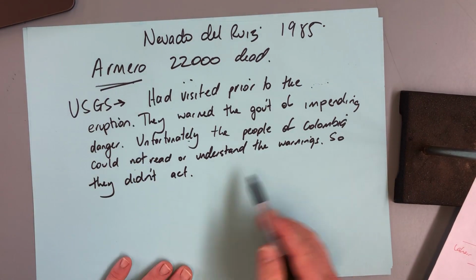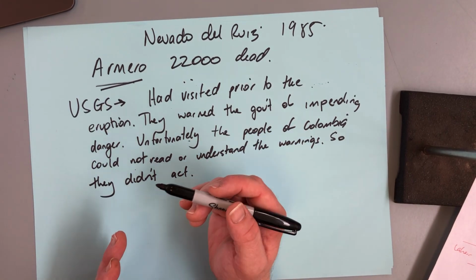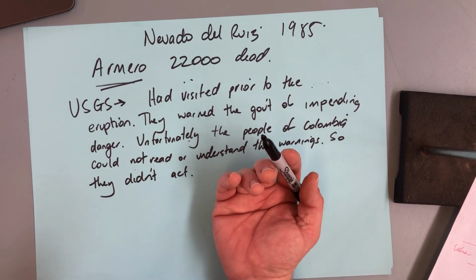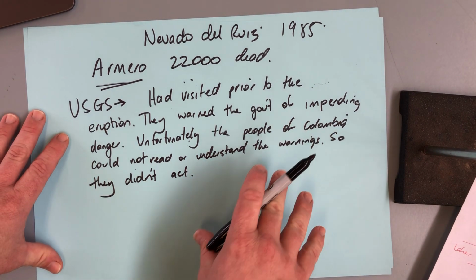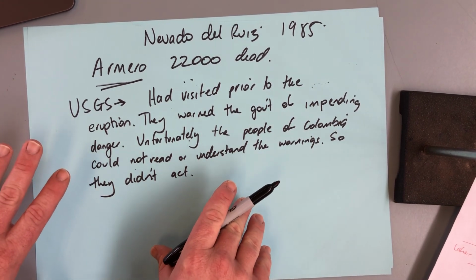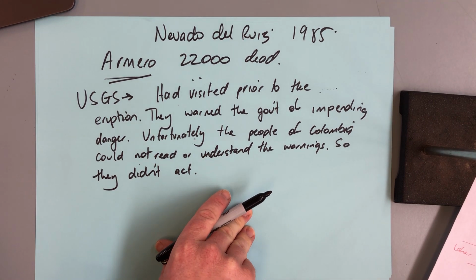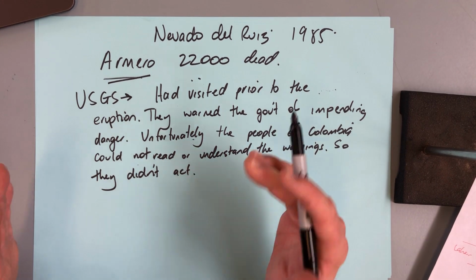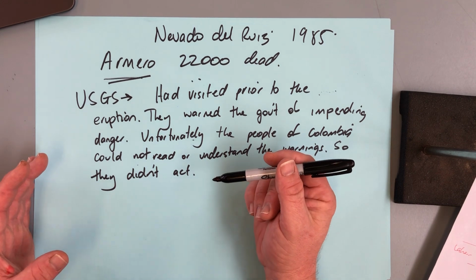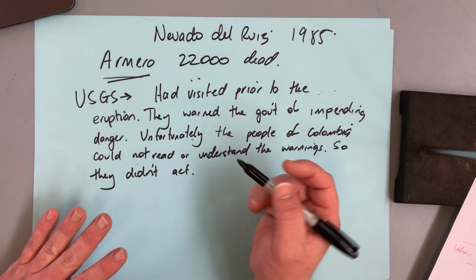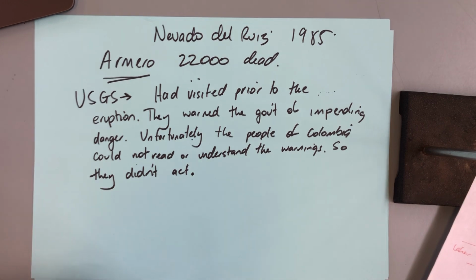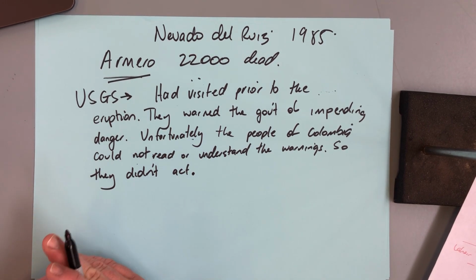I guess what's important here is that it's very important that the right language is used for the type of audience that you have. So for example, the United States Geological Survey and the government of Colombia, well, what they could have done and what they should have done is they should have actually worked together on creating a map or something that people could understand and therefore act upon. So this was something that could have been stopped, but unfortunately it wasn't, and all those people died.